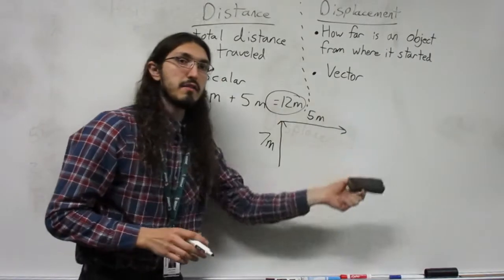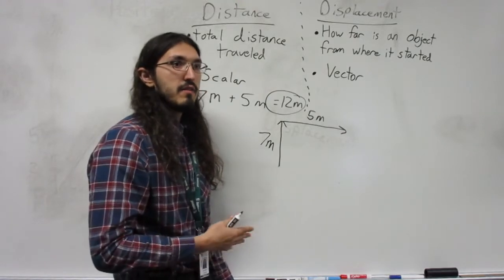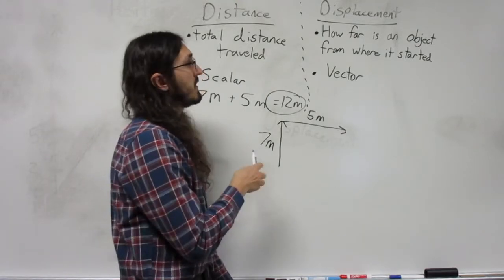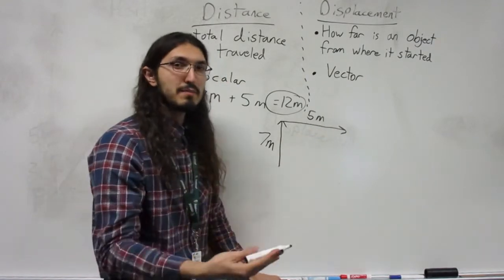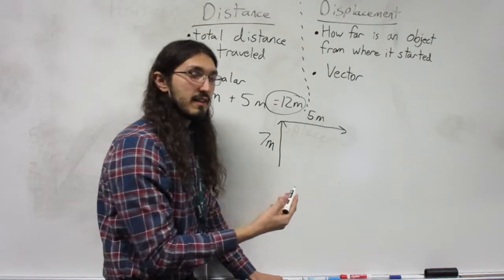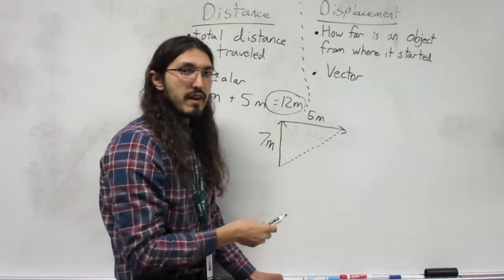On the other hand, though, displacement does care about direction. So this is going to change the way I do my math, and I'm trying to find out how far is this person from where he started after he does this turn. If I'm trying to find displacement in this example, I'm trying to find this distance right here. In this case, it's the hypotenuse of this right triangle.